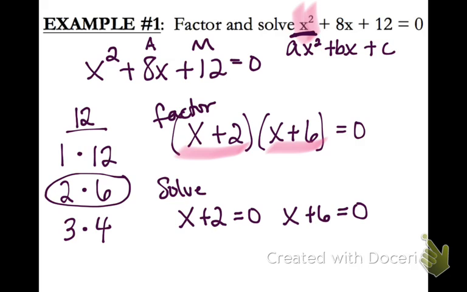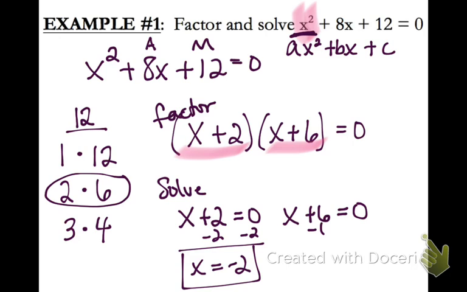So to solve the first one, I'm going to subtract 2 on both sides. I get x equals negative 2. The second one, I'm going to subtract 6 on both sides. I get x equals negative 6. So my solutions are negative 2 and negative 6.